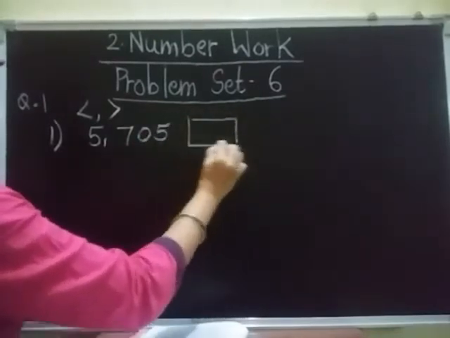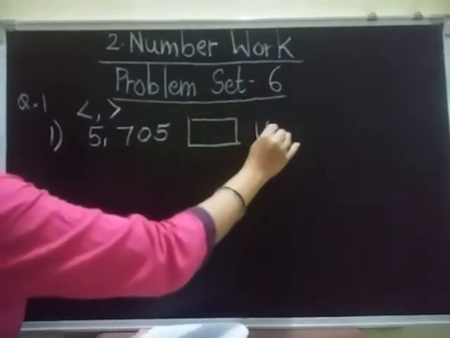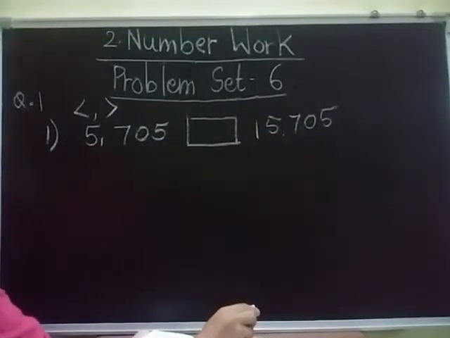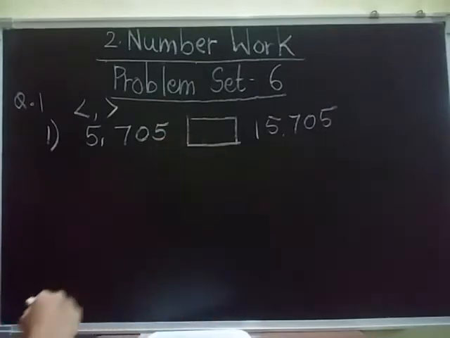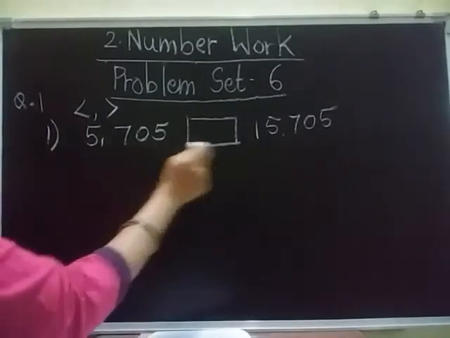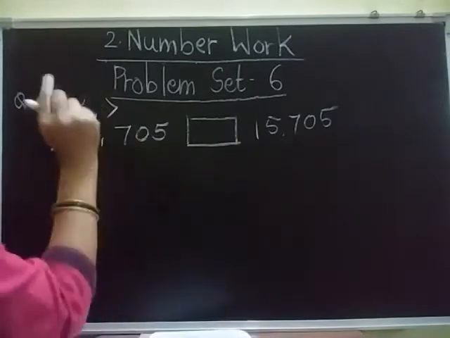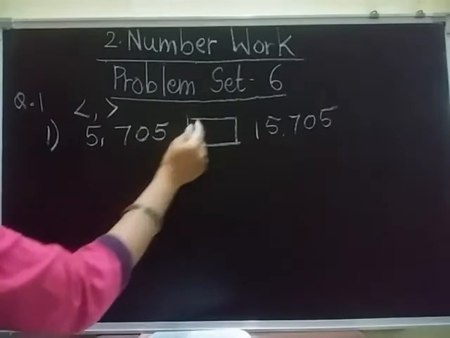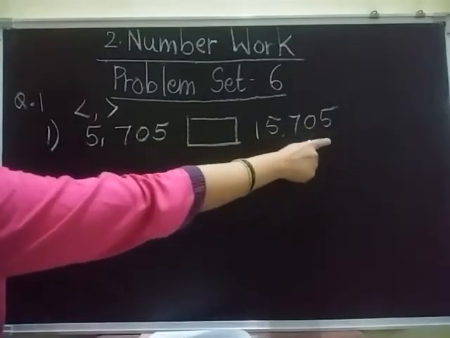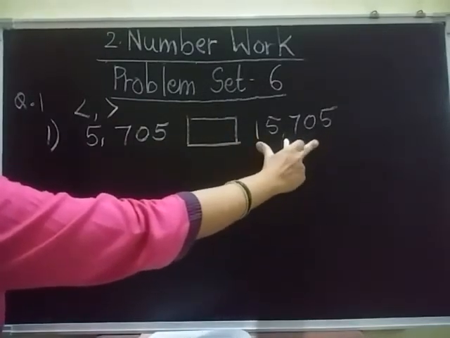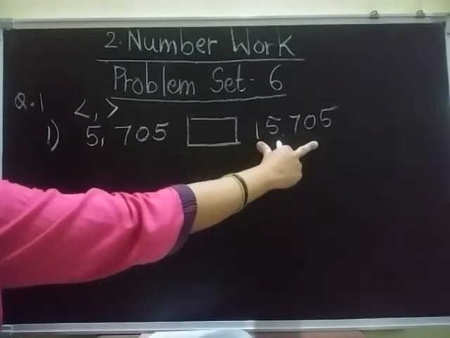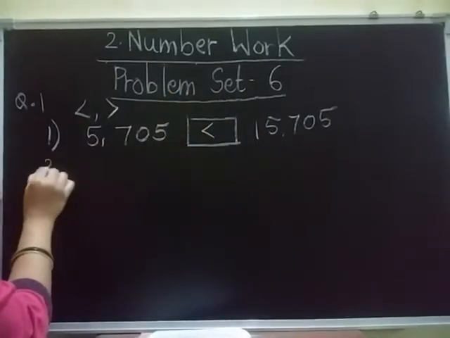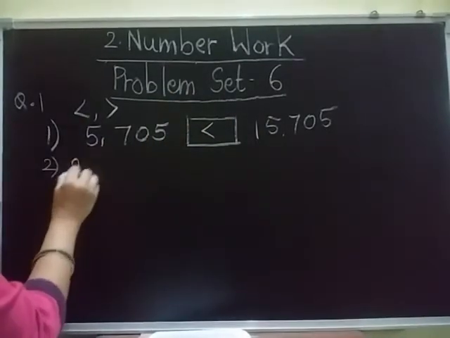5705 and 15705. So very first, what we have to do? Our first rule is we have to count the numbers. Okay. So here how many digits? 1, 2, 3, 4 and here 1, 2, 3, 4 and 5. It means here in 15,705 there are more digits. It means this number is greater. One more example.